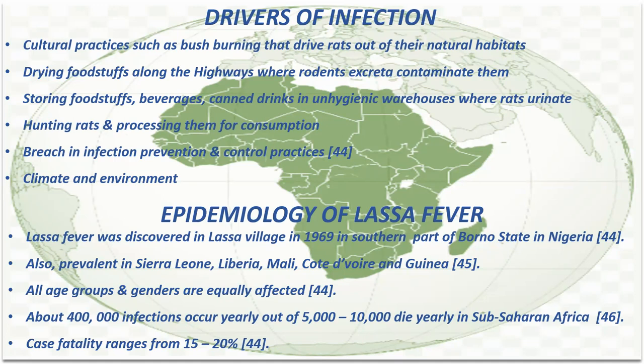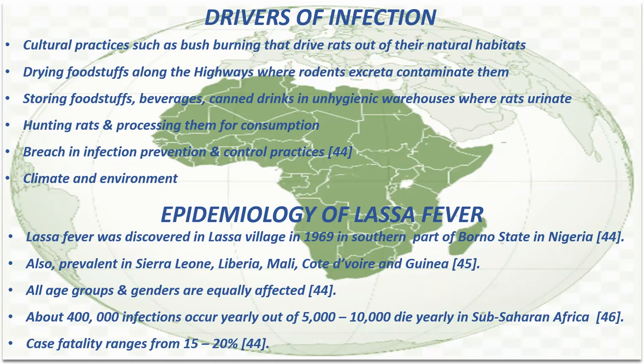Then another thing that drives this infection is breach of infection prevention and control practices. When there's prevention, we are able to prevent this, and when there's a breach in that prevention, it also drives the infection. Another aspect is climate and environmental impacts. For example, this disease mostly occurs, with outbreaks more common, during the dry season between November and April in Nigeria. Nigeria is one of the endemic areas of Lassa virus.